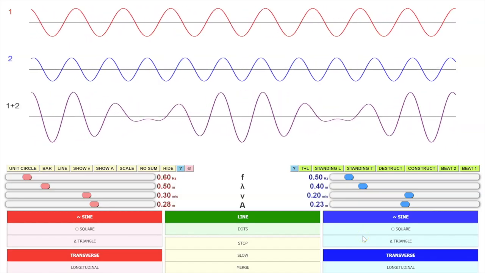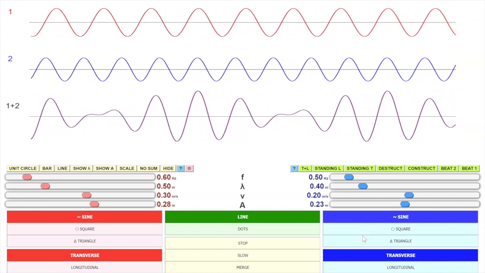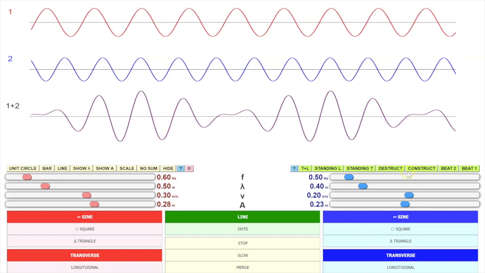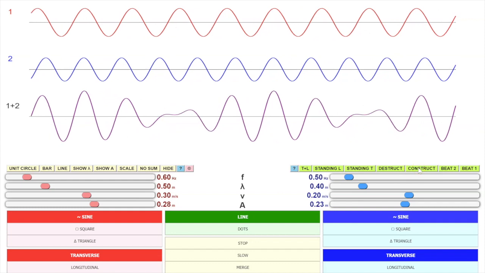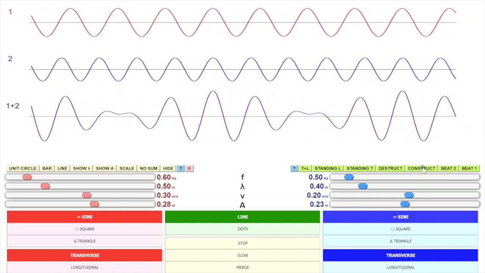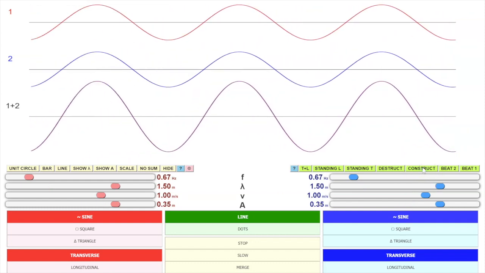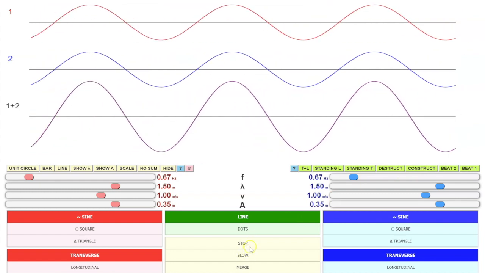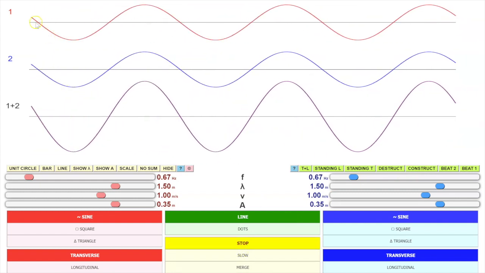Here's a physics interactive on Physics Classroom, and let's see how constructive interference works on the simulation. If I click on construct right here, notice that now, if I stop this, the waves match up in terms of where their crests are and where their troughs are. The result of that is right here, wave 1 plus 2, which is the wave sum.